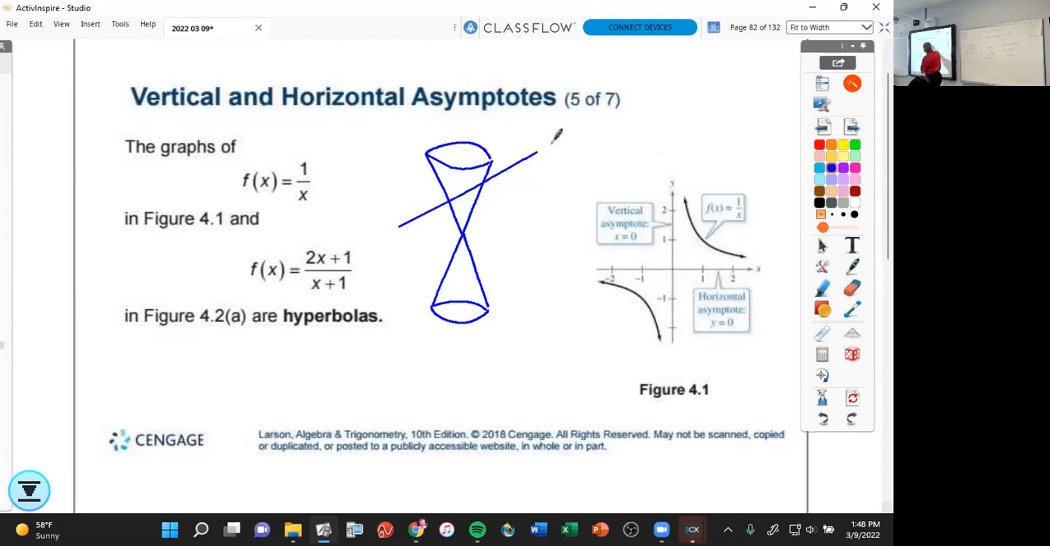What if I cut it straight through it and went all the way through the cone at an angle? Would that be a circle? No, this is called an ellipse or an oval. Okay, so those are your four different conic sections. You got parabolas, hyperbolas, circles, and ellipses. Okay. All right, moving on.